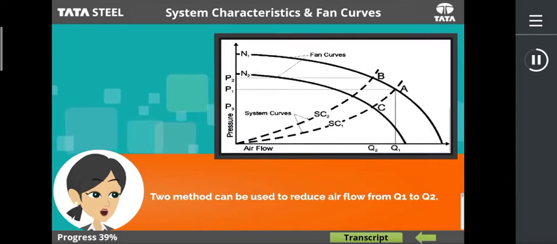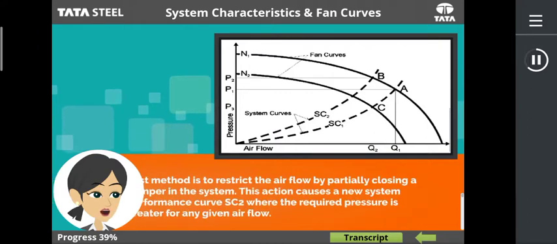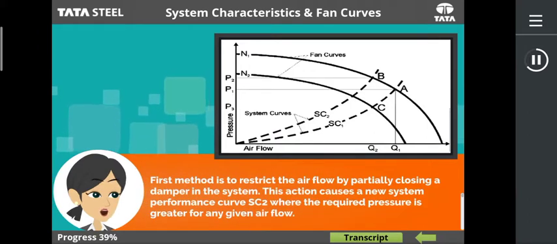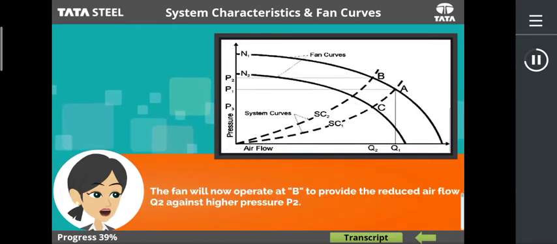Two methods can be used to reduce airflow from Q1 to Q2. First method is to restrict the airflow by partially closing a damper in the system. This action causes a new system performance curve SC2, where the required pressure is greater for any given airflow. The fan will now operate at B to provide the reduced airflow Q2 against higher pressure P2.